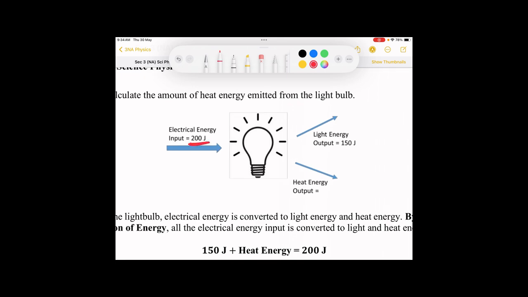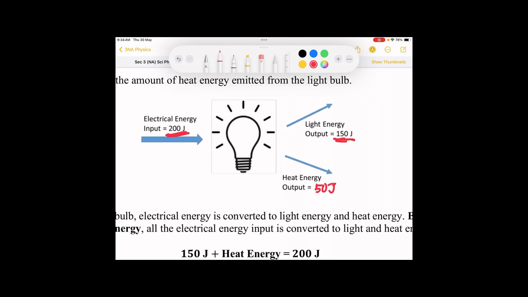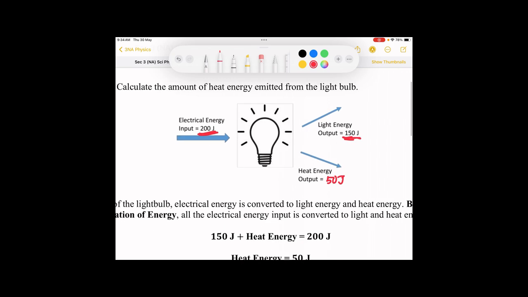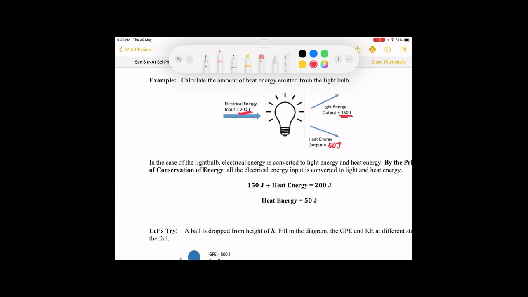So here, if I input 200 joules of so-called electrical energy, then the output should be 150 plus 50 to give you 200 in total. So no loss in energy, no energy goes missing, right? Energy cannot be created or destroyed, so no energy goes missing.